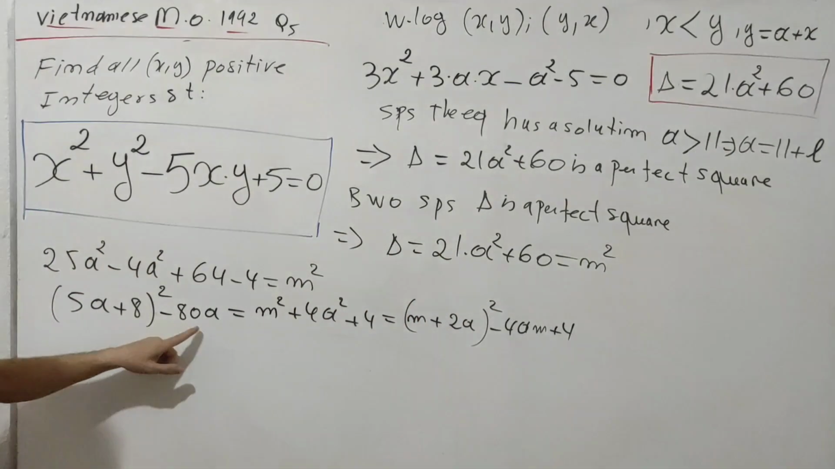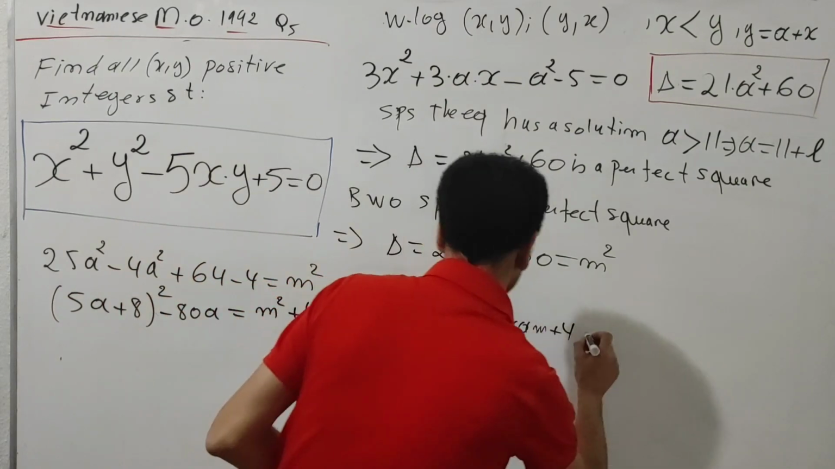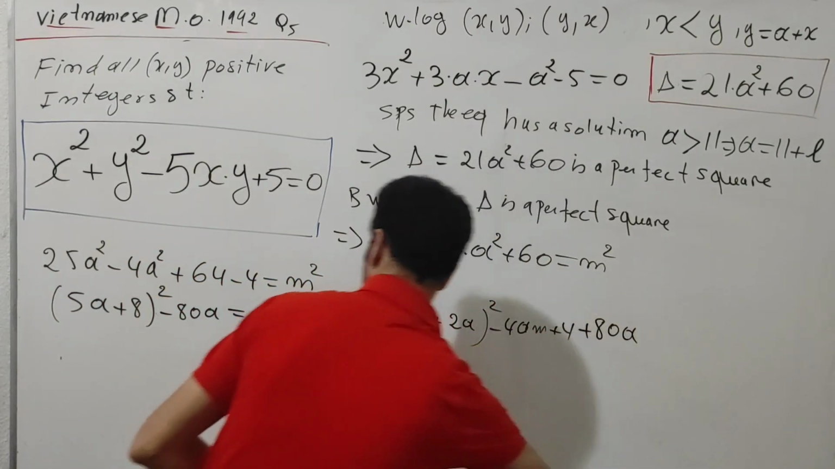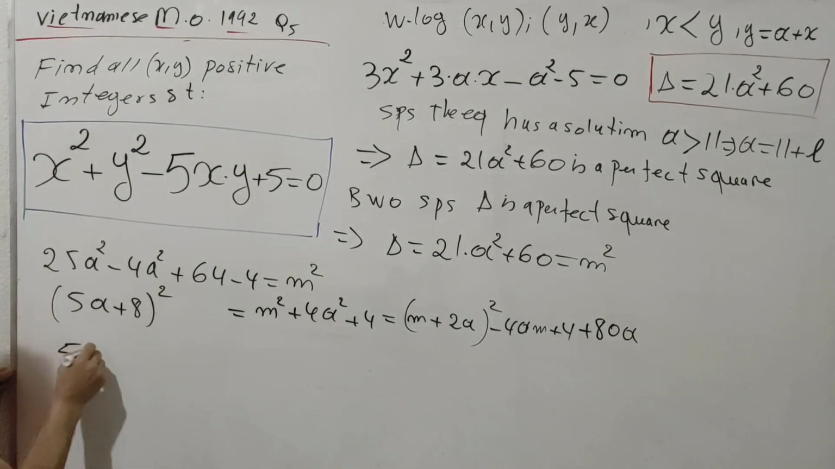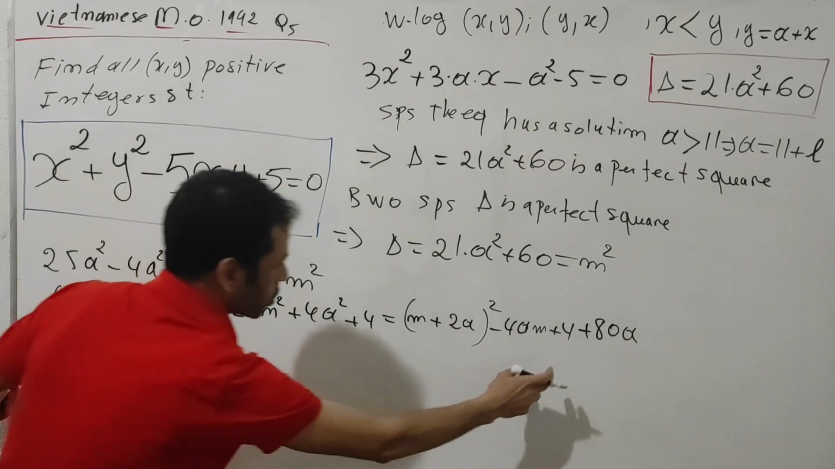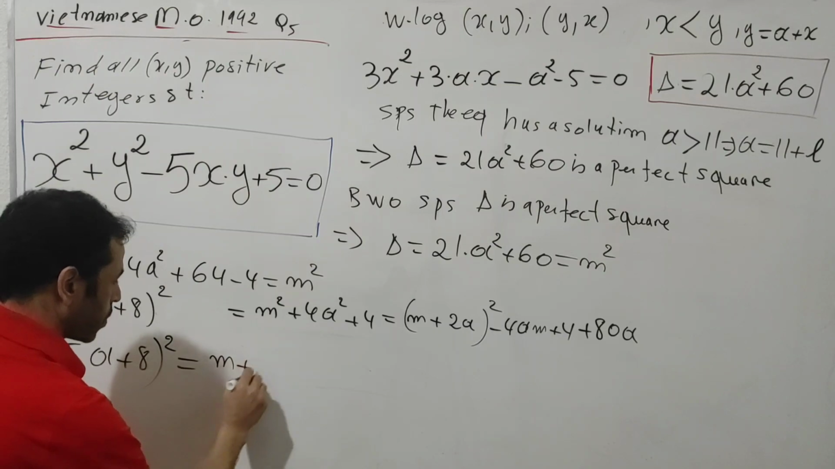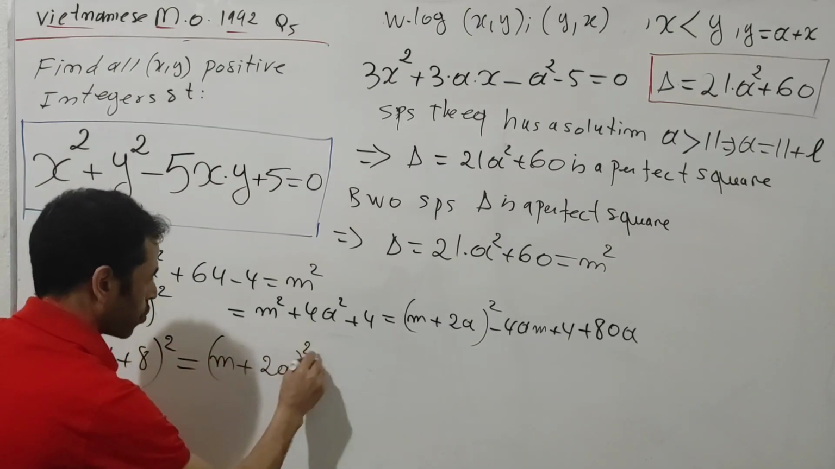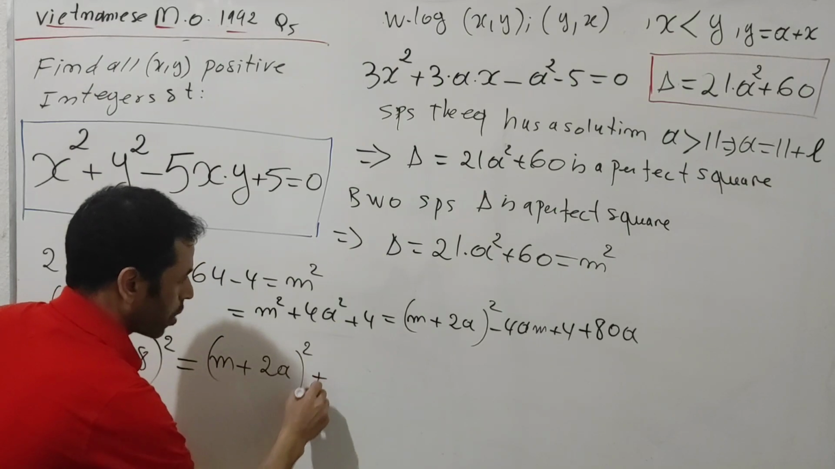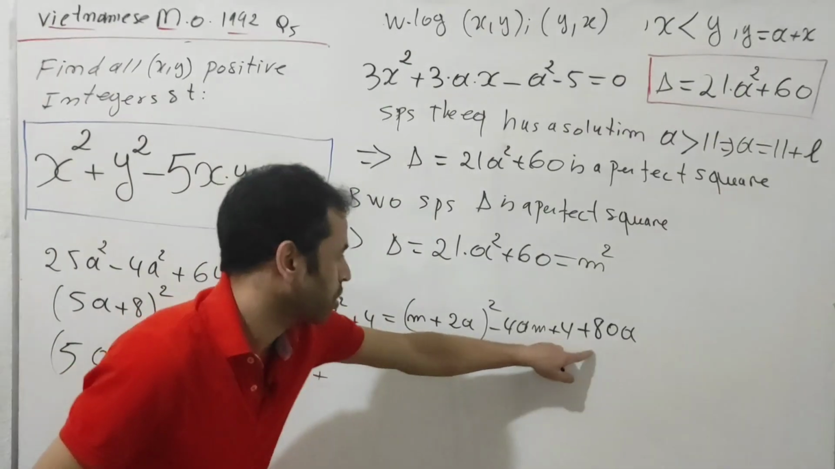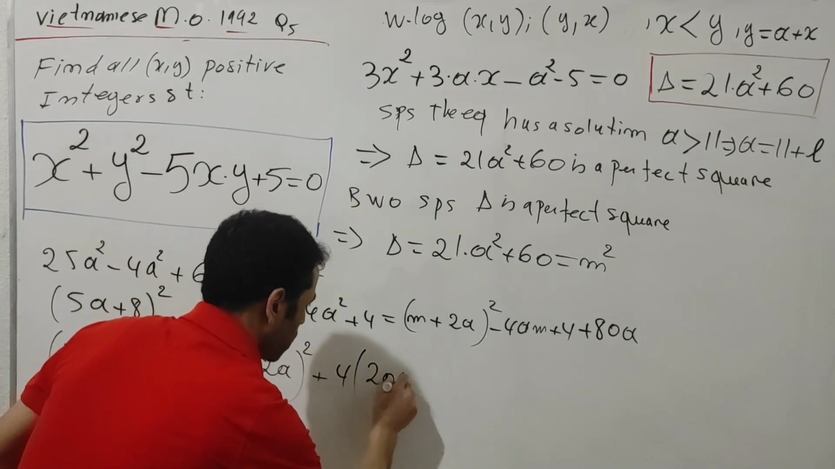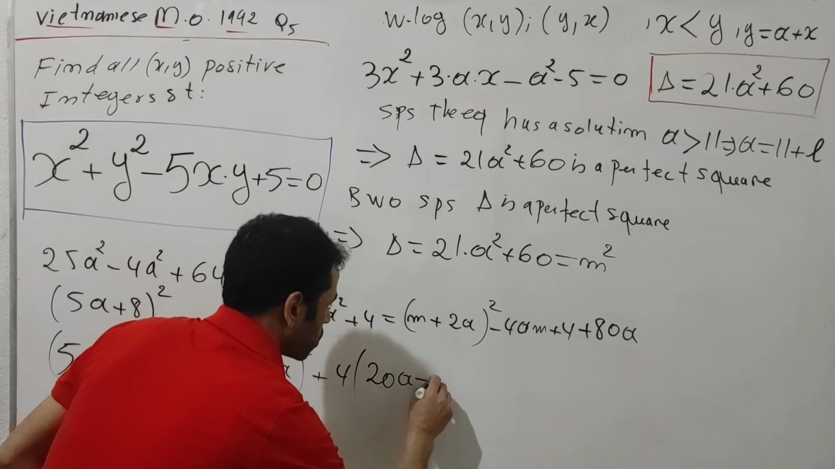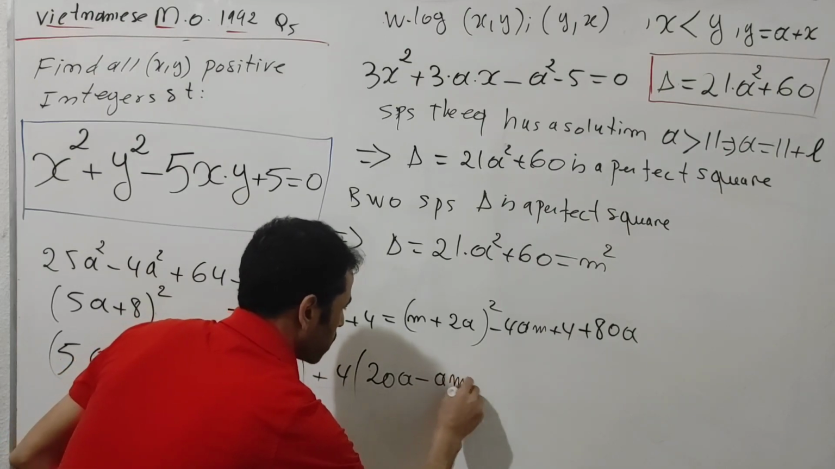I'm going to take this minus 80a to the right hand side of this equation, and I will get plus 80a. Now clearly I will have (5a plus 8) squared equals (m plus 2a) squared. And also I'm going to take number 4 as a common factor for these three terms. I will get number 4 multiplied by (20a minus am plus number 1).